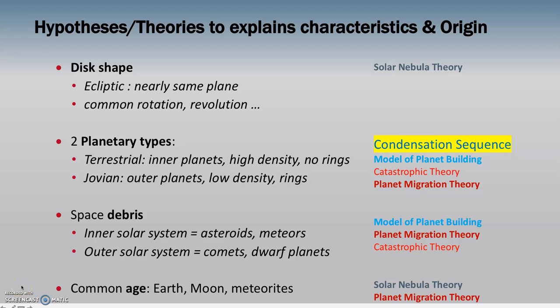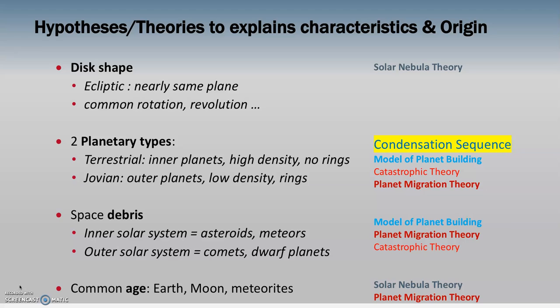So we're on to our second origin theory for the solar system, and we're hoping that this one, the condensation sequence theory, explains the planetary types that we see, the terrestrial planets and the Jovian planets, and explains the space debris. So let's talk again about what we're trying to explain with this theory.